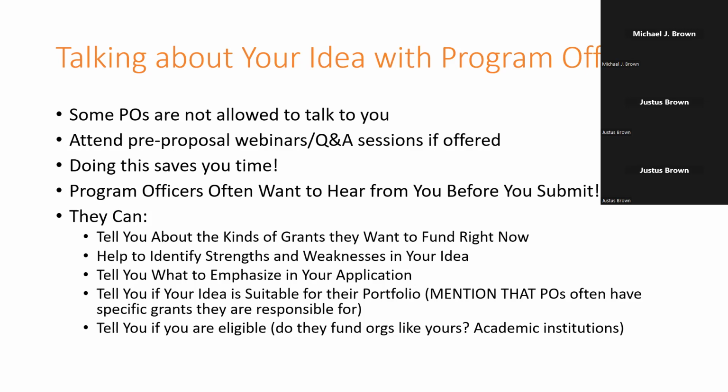They'll also tell you if your idea is suitable for their portfolio. I mentioned this already a little bit, but usually program officers are responsible for specific types of grants. So it may be that they're interested in funding grants to academic institutions, but you don't know that, and so you submit it to this program officer when you shouldn't. What they'll often do is send you to another program officer who might be responsible for the type of grant that you're writing. And you'll only know that because you've had conversations with them.